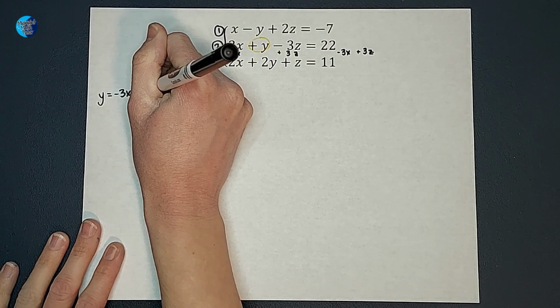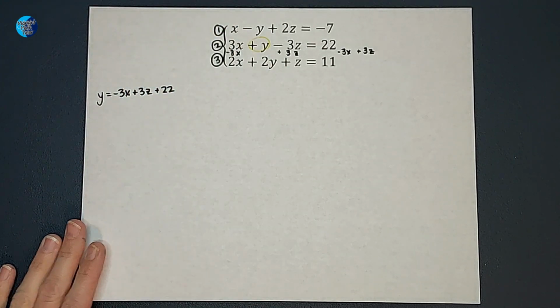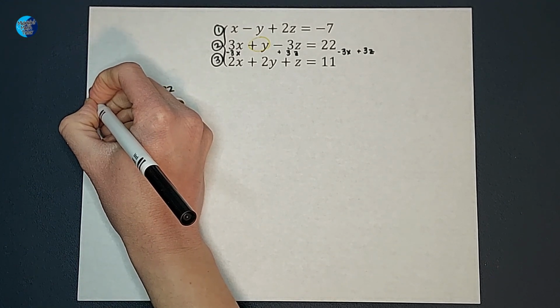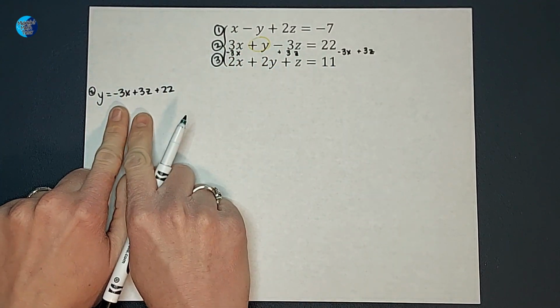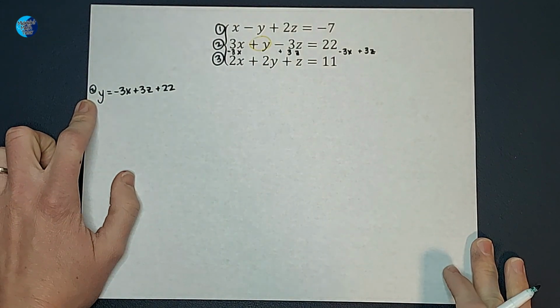plus 3z plus 22. And then I'm just going to write a little reminder for myself that this is equation 2. These are equal to each other. I just moved this one around a little bit. So if I come back later, I'll know, oh yeah, that was number 2.